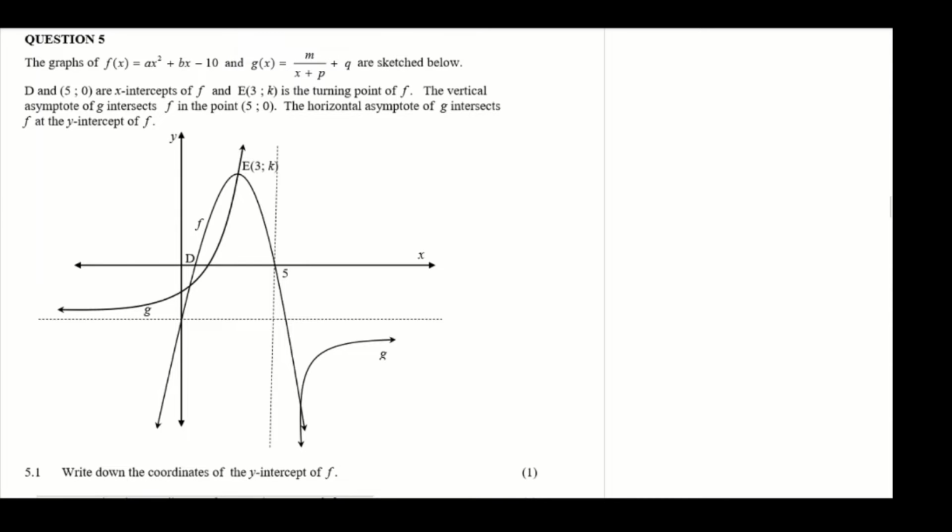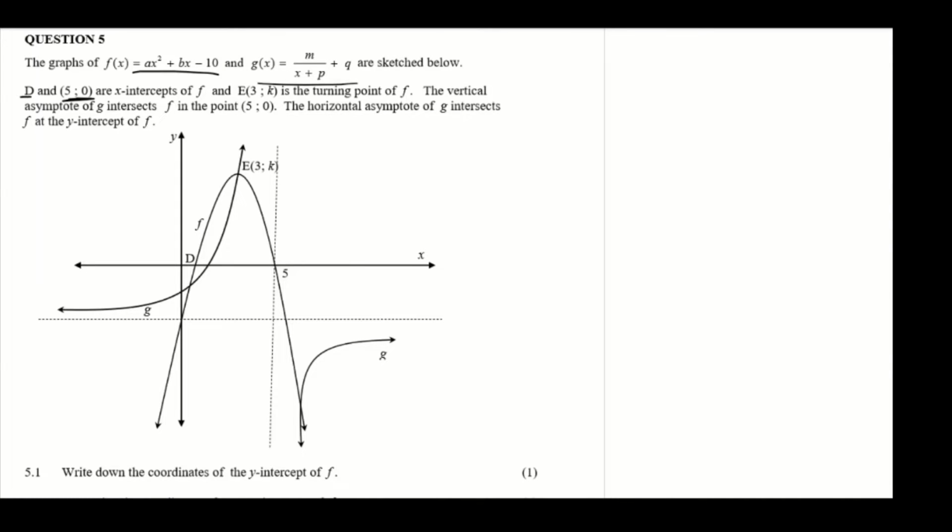Okay, so this is question 5. We're given a graph of f of x, which is equal to ax squared plus bx minus 10, and we're also given the graph of g of x, which is m over x plus p, plus q. So we have a parabola and a hyperbola, and we're also given a point of 5 and 0.